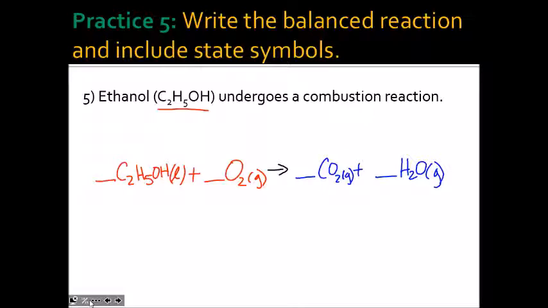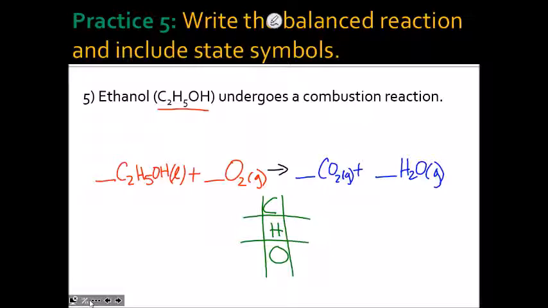All right, so we set this one up. Now we're ready to balance. What's the method here for the balancing? No, we keep the HO together here, but you're right. We're going to do the CHO. Go in order of carbon, then hydrogen, then oxygen. Balance carbon first, then balance hydrogen, then balance oxygen.